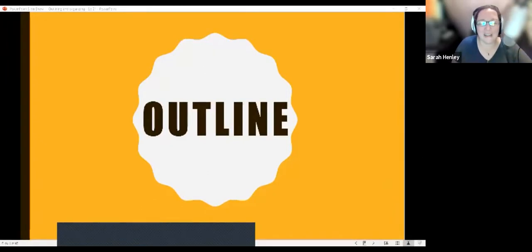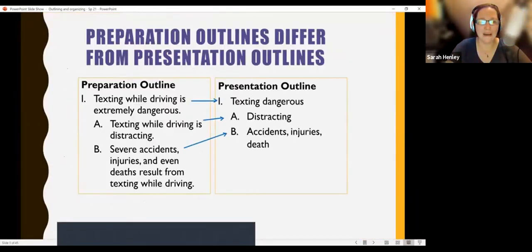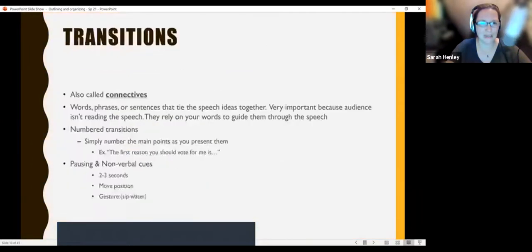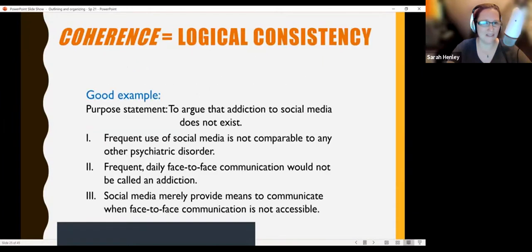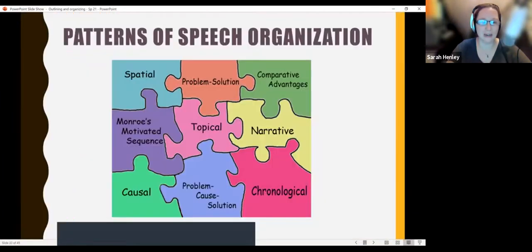So to go through a couple of the things that we have not hit yet in this outlining and organizing video or PowerPoint, I'm going to be bouncing around a little bit. First of all, we left off talking about outlining last time, but we didn't talk about organization. So we want to make sure that we're considering how we organize our information.